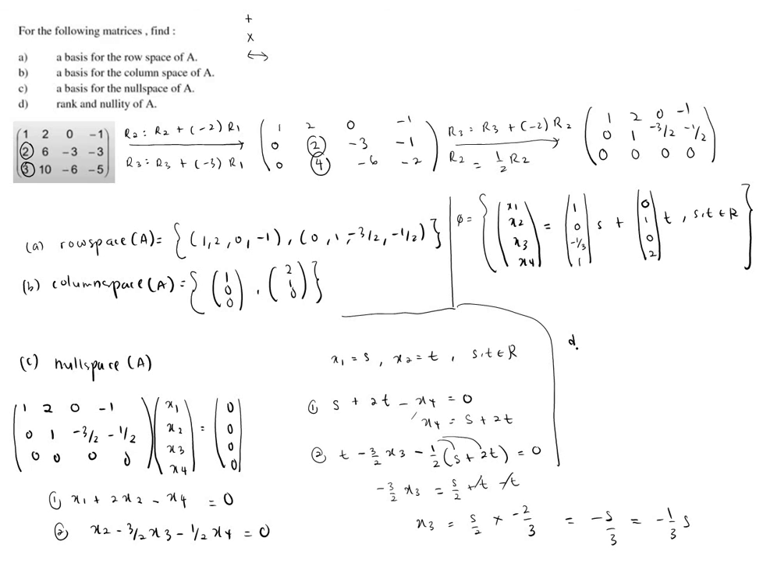And then the last one, D. We want to find rank for A and also the nullity of A. Rank, look at the size of row space and column space. No, the dimension. Okay, dimension dia ada berapa? Ada 1, ada 2, ada 1, ada 2. So 2. Nullity pun ada 2. Sebab kita ada S dan T.